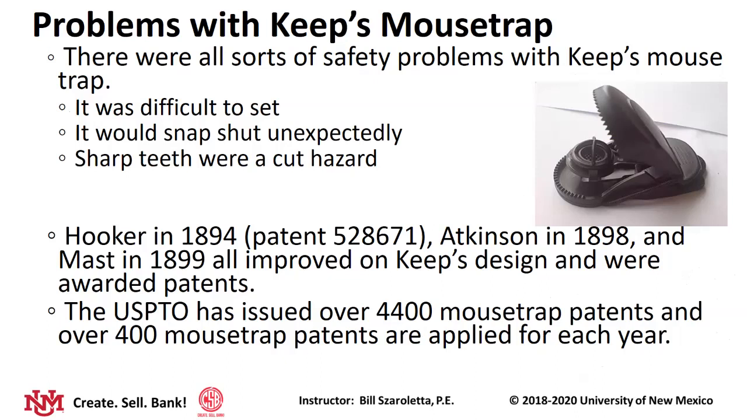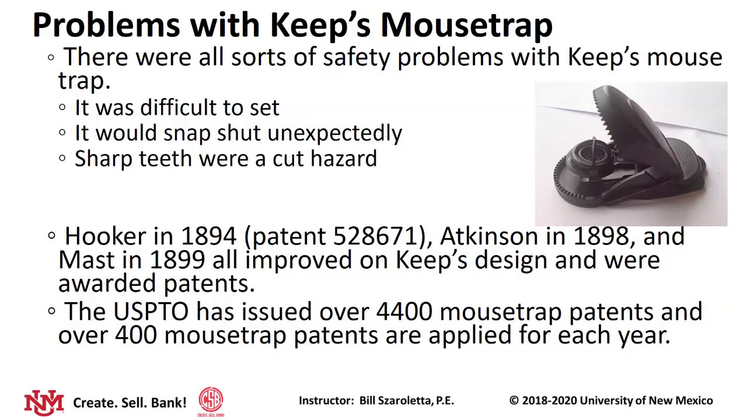Now, there were all sorts of safety problems. Here it is. Look at that thing. It was tough to set. It would snap shut unexpectedly, and the sharp teeth were a cut hazard. So people were getting chopped up trying to kill rats and mice. And that really wasn't good, but nonetheless, that's it. So Hooker in 1894, Atkinson in 1898, and Mast in 1899 all improved on Keep's design and were awarded patents.